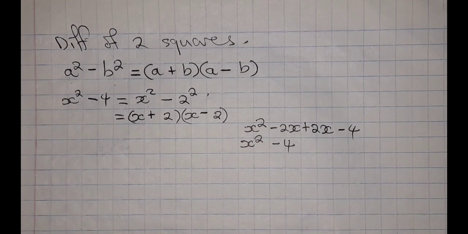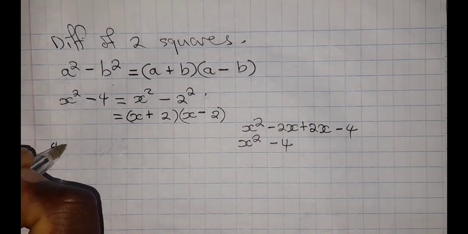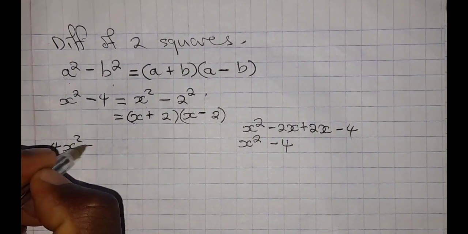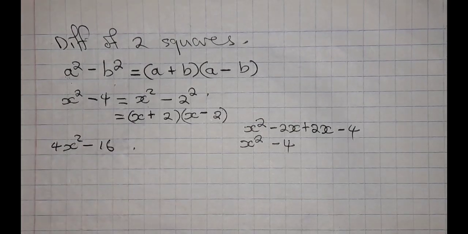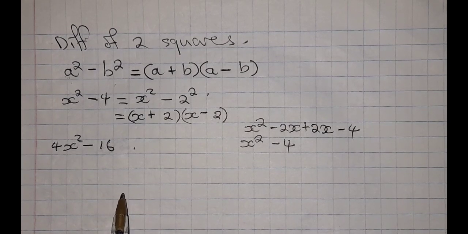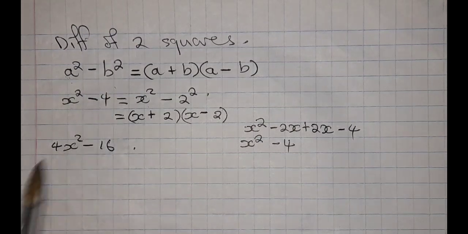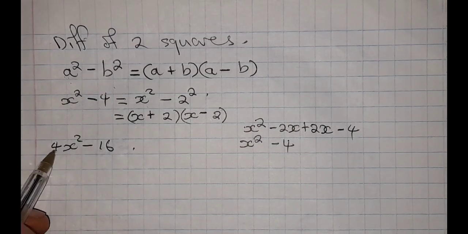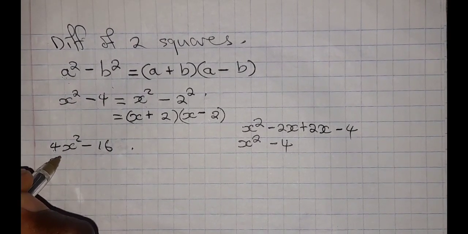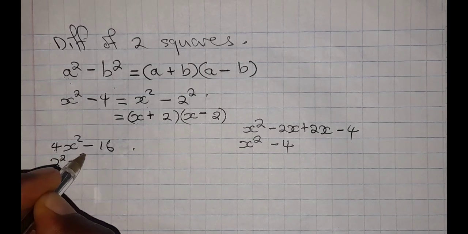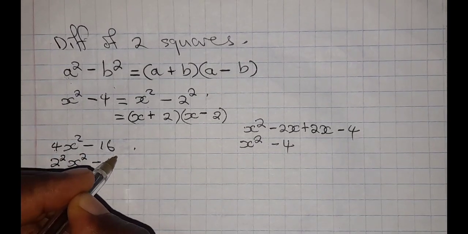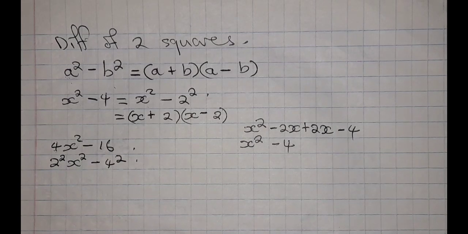I have another example here. It's 4x squared minus 16. These are both squares, but you have to write them in this form. So 4 can be written as 2 to the power of 2, and x to the power of 2, minus 4 to the power of 2.